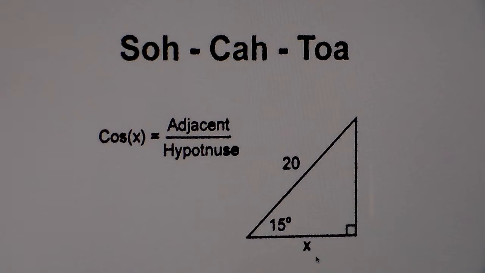So 20 times cosine of 15. That will get us 19.3185. So 19.31 rounded.